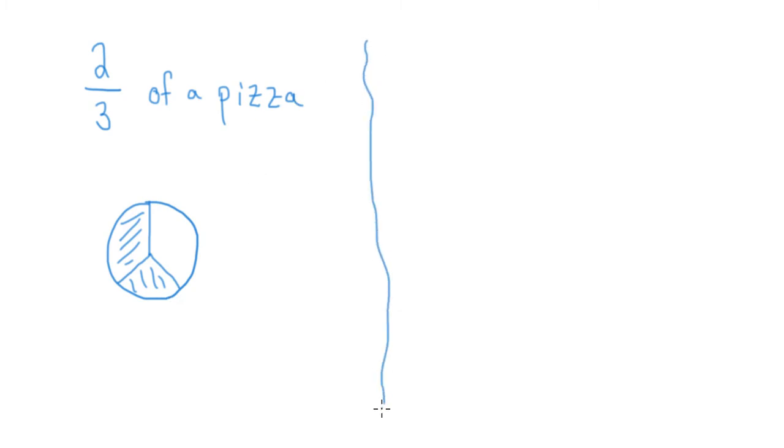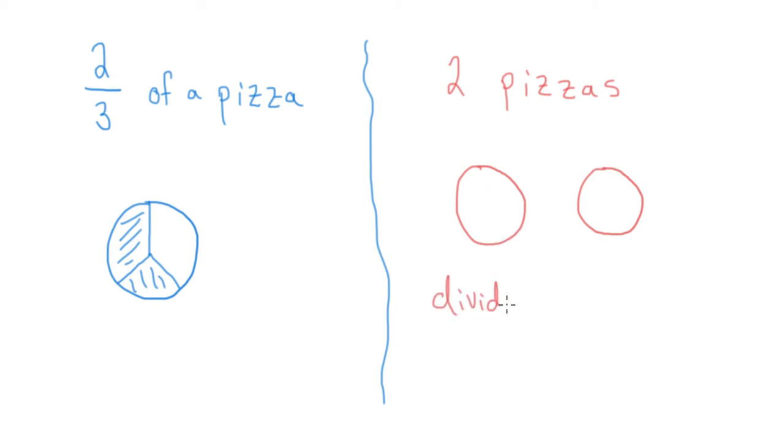Now, on the other hand, we can think about a division problem. So we can think about having two pizzas. So I guess I'll just draw them. So two pizzas. And then I want to divide equally amongst three people.